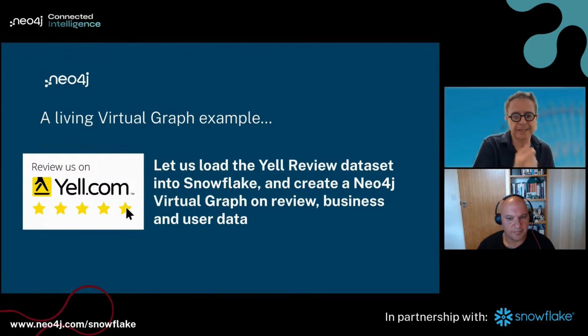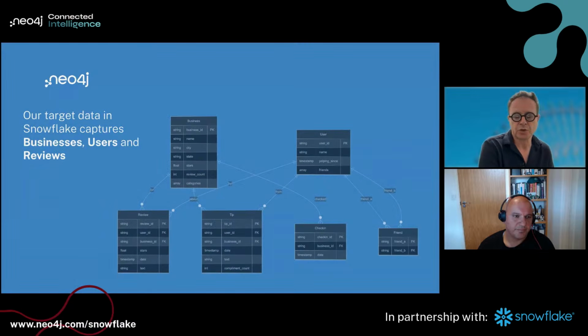In this case, what we are going to do is to actually give a quick example of a virtual graph. We're going to use a public data set, which is the Yale review data set. We've already preloaded some data into Snowflake, and we will show how in Neo4j you can very quickly create a virtual graph and effectively play with the data and develop your own scenario.